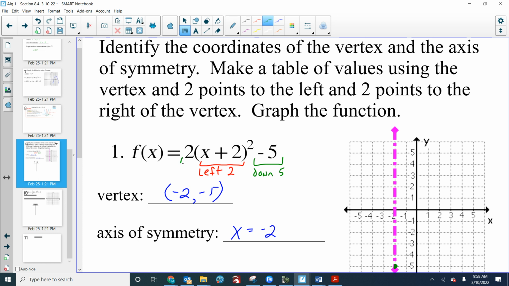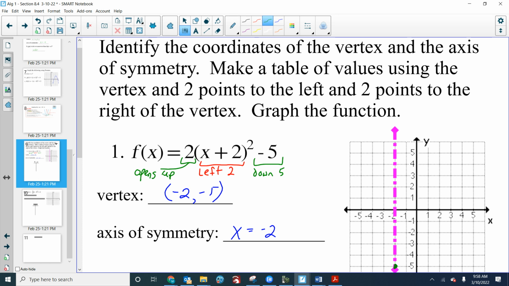And it's going to open up. So you may even want to put a little arrow there and say opens up. And that 2 does what to the parabola? Times 2 makes it grow faster, so it's narrower, or grow slower, wider. Narrower.